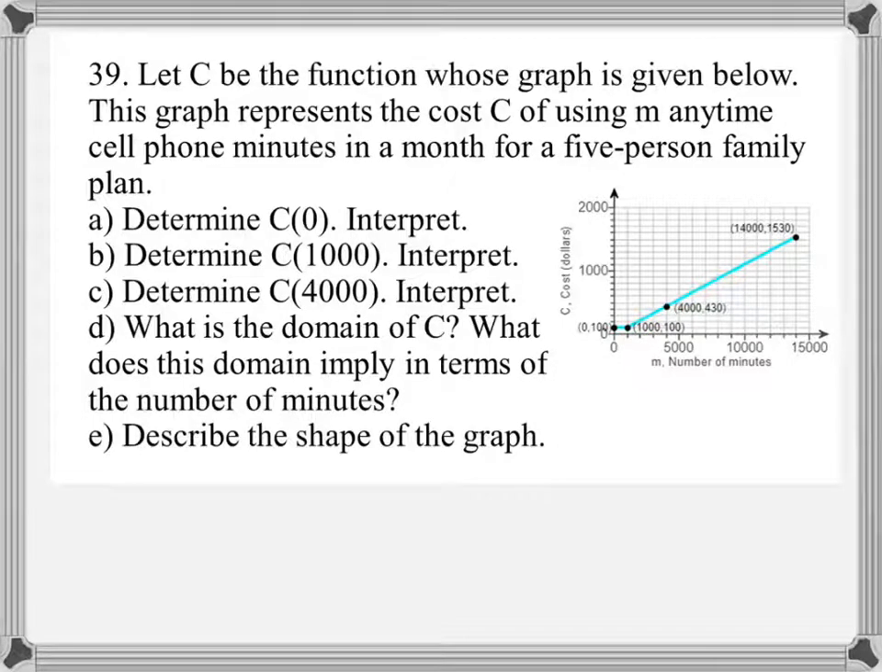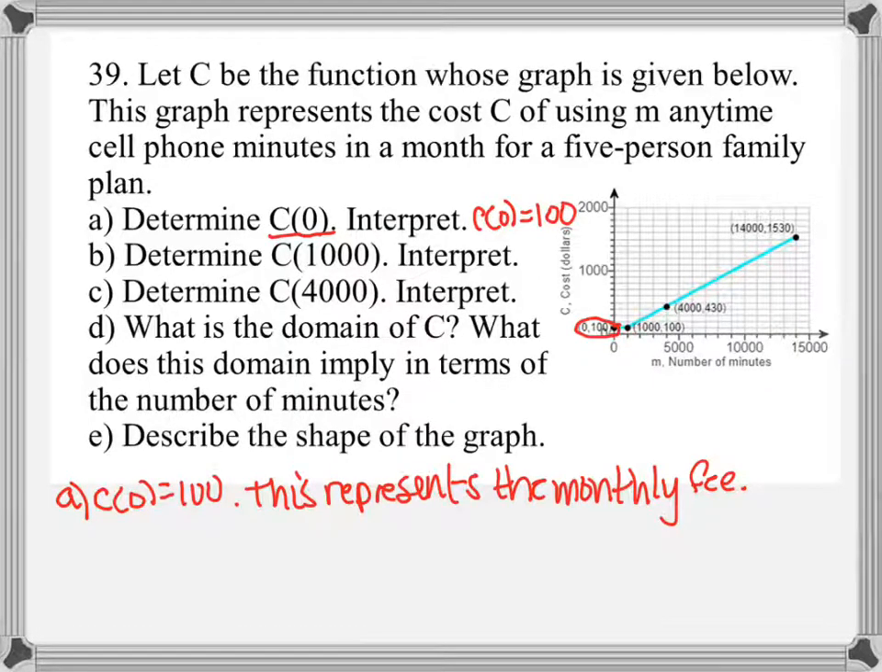Okay, let's look at a problem where we're going to interpret the graph. Let C be the function whose graph is given below. This graph represents the cost C of using M anytime cell phone minutes in a month for a 5-person family plan. Part A asks to determine C of 0 and interpret. So C of 0 corresponds to this point, where our M value, our number of anytime minutes, is 0. C of 0 is 100.